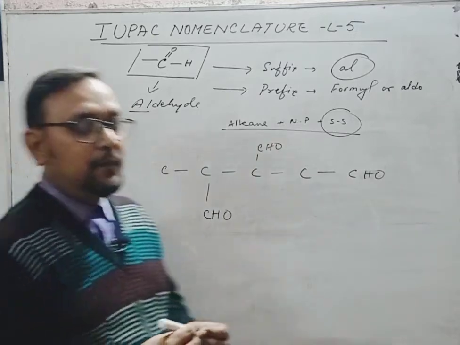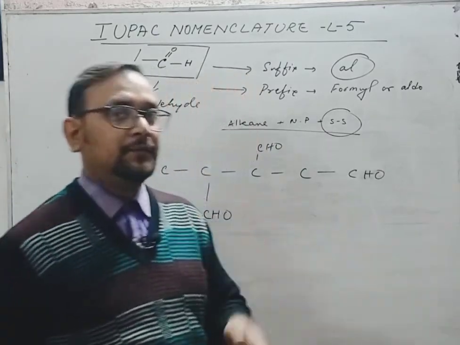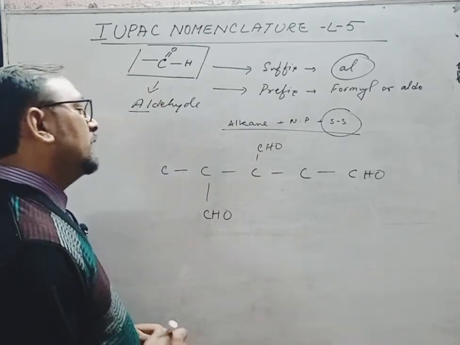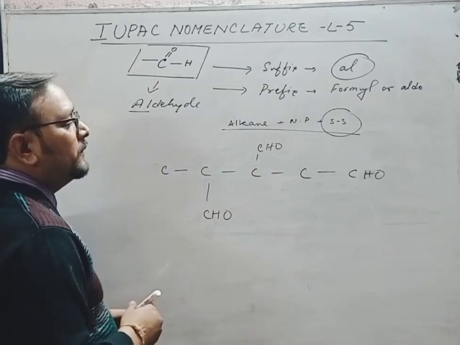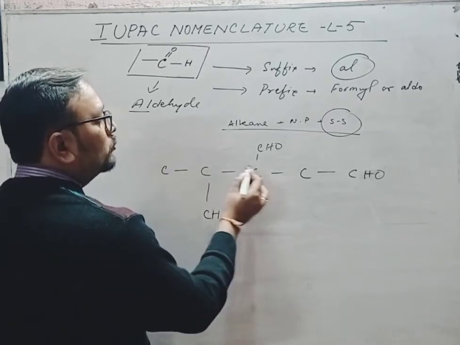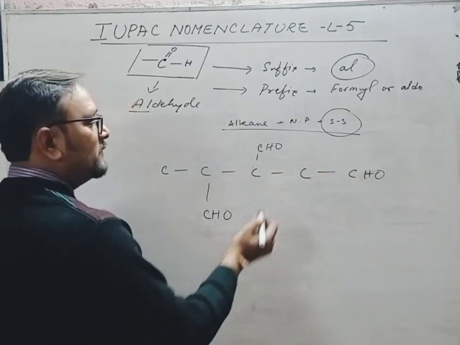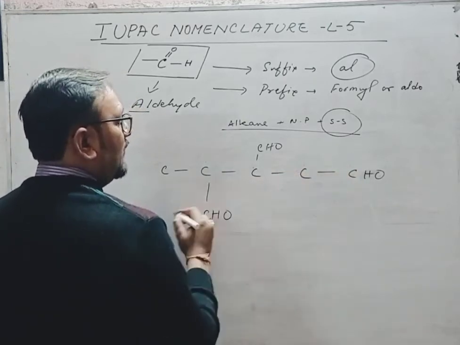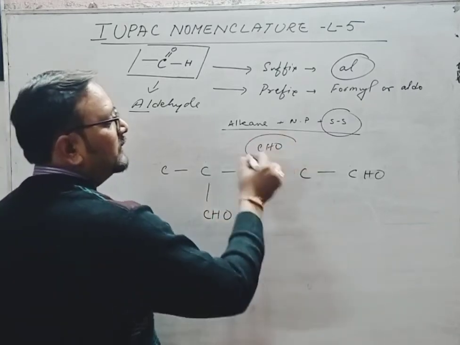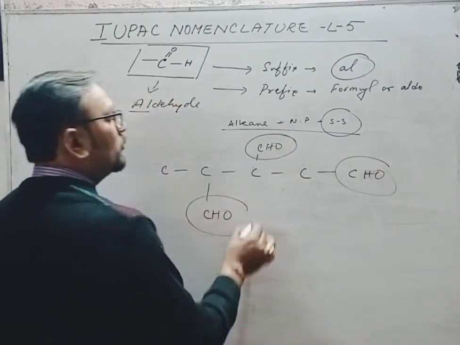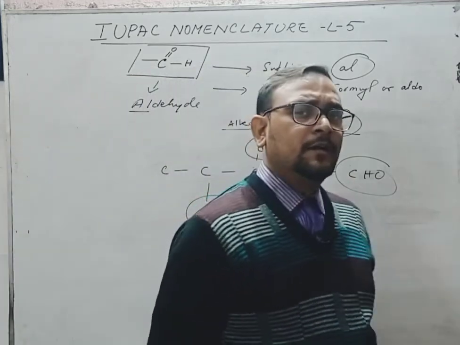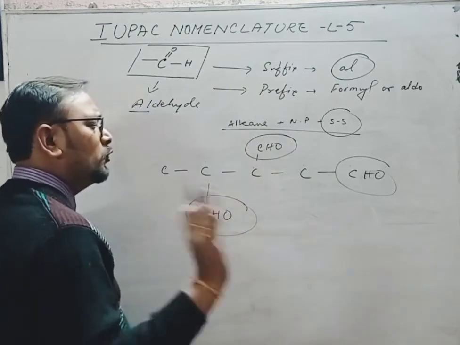Okay, so how to name this compound? Now pause the video at this position and practice. Try it by yourself. Now from which side should I number? Should I number it from this side 1, 2, 3, 4, 5, or should I start numbering from the other side? As I already told you, in this case you have to treat them as substituents. So you will follow the minimum summation rule. That's it.